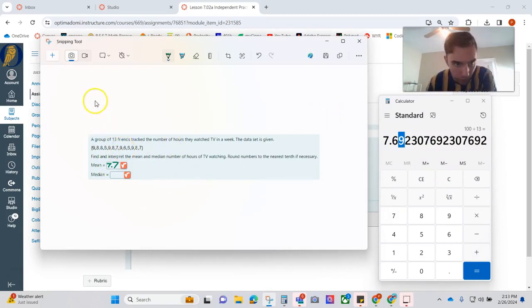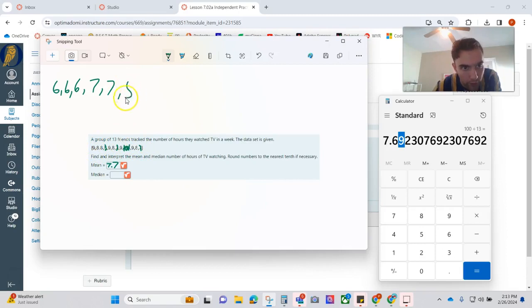To find the median, you have to order the numbers from smallest to biggest. So it looks like my smallest number is 6, and I have 3 6s: 1, 2, 3. Let's cross these off so I don't count them twice. Then my next smallest is 7. I got 2 7s. Then my next is 8. 1, 2, 3, 4 8s. And 1, 2, 3, 4 9s.